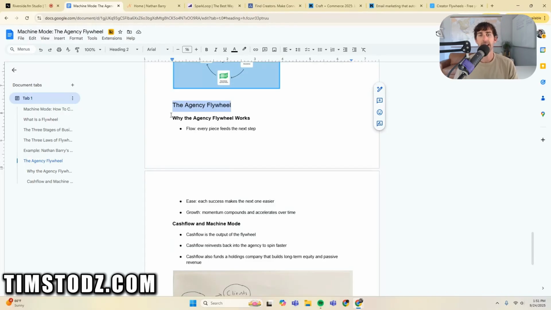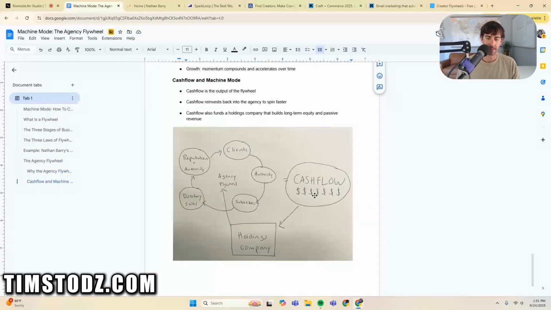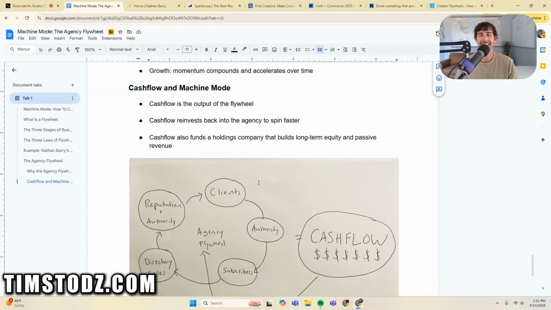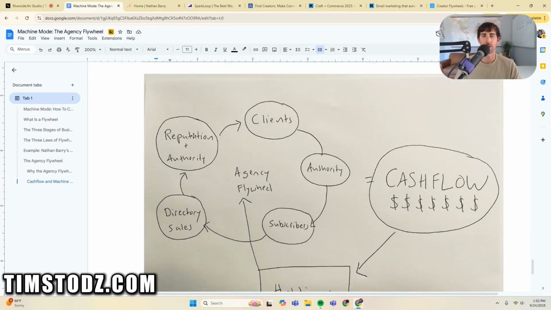This right here is the agency flywheel. It works because it follows the laws. There's flow, there's ease, and there's growth. And so I'm going to make this bigger again. Forgive me for my terrible design. I'm not a designer, and I couldn't lighten this thing up without losing the boldness of the font. But this is how it works.